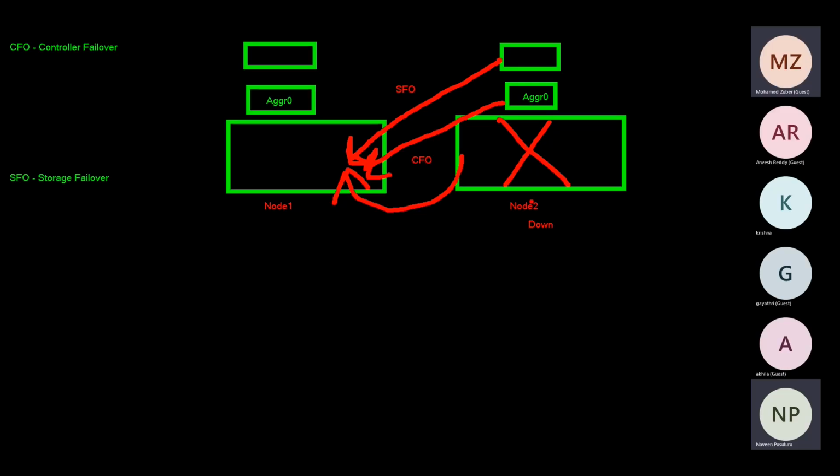Now again, my controller needs to come up. My controller is booting now. When my controller is booting, again it requires aggr0, right, in order to come up properly. So as part of that, first the root aggregate will be moved back to controller 2. Okay, so by using the configurations in the root aggregate, my controller will be properly up and running. Once my controller is properly up and running, then only will the data aggregates be moved back to the original controller. Okay, this is how CFO and SFO will work. Okay, any questions?